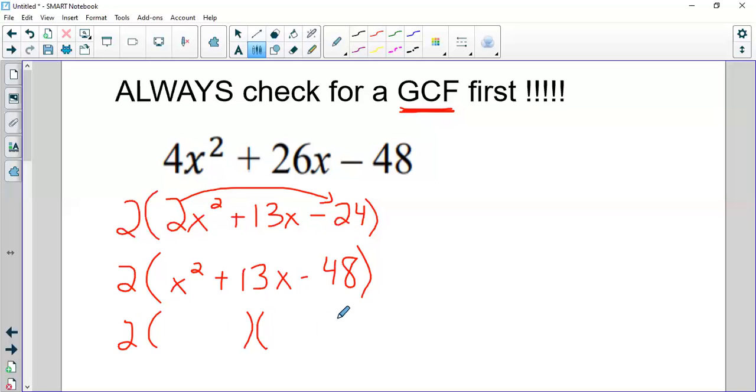I'll keep my GCF that I pulled out originally on the outside, that 2. Don't lose this guy. That's a very common mistake. I'll set up my 2 parentheses with my x's. I know that my factors of 16 and 3 multiply to make 48 and subtract to make 13. And to make a positive 13, I need a positive 16 and a negative 3. I did my slide. Now I'll do my divide.